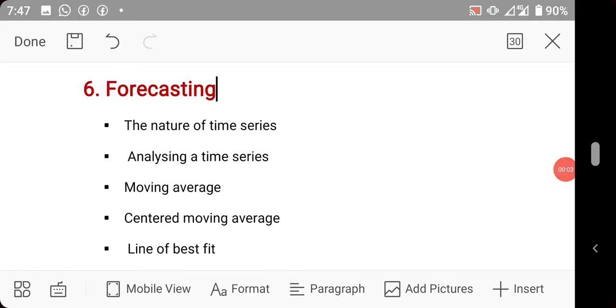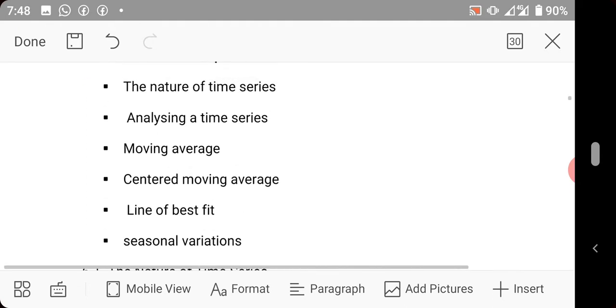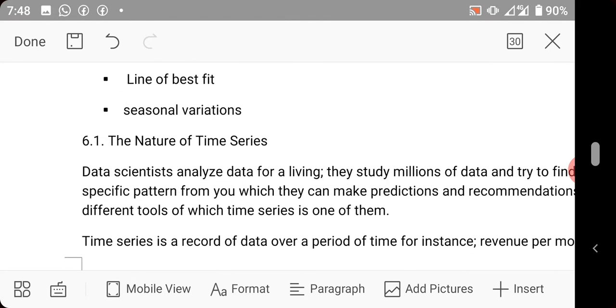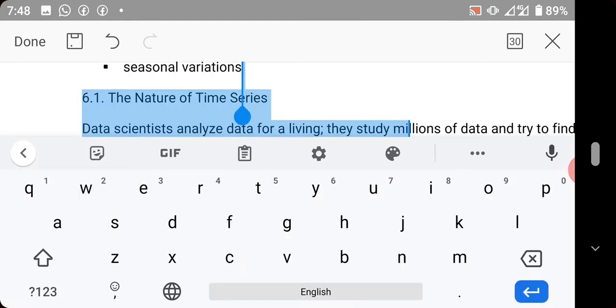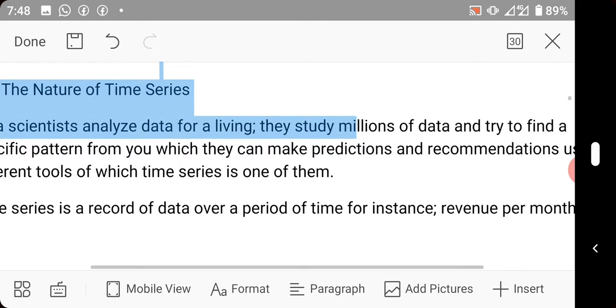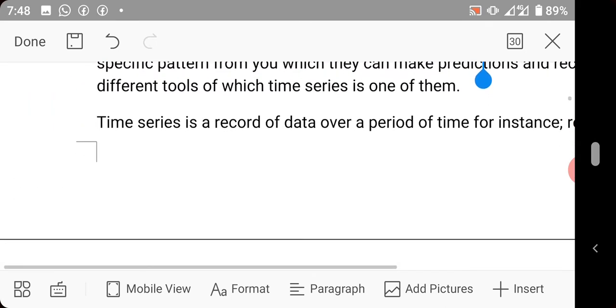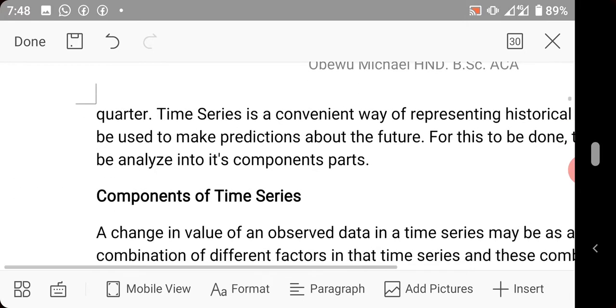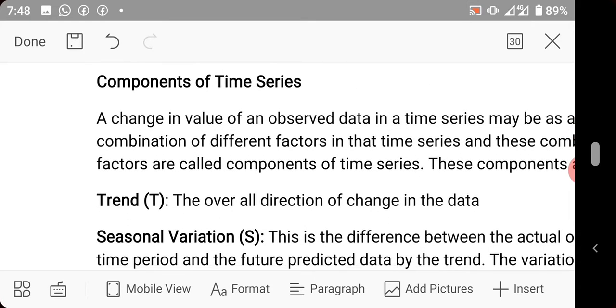So today we are going to be talking about forecasting. It's not quite a long topic. At least two classes will be enough. Now, forecasting has to do with using scientific method to analyze data and predict what will happen in the future. There are two major tools that we can use to forecast data. One is time series analysis, and two is seasonal variation.